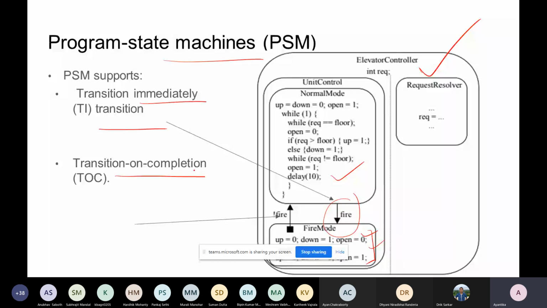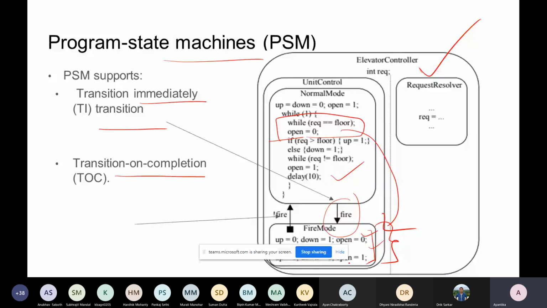But the main thing is that for some types of transitions, we can come out from any state, and it may jump from here to here. But for transition on completion, the transition will take place once your system has executed all the possible instructions mentioned in that mode. So that is the concept of the two types of transitions supported in a program state machine.